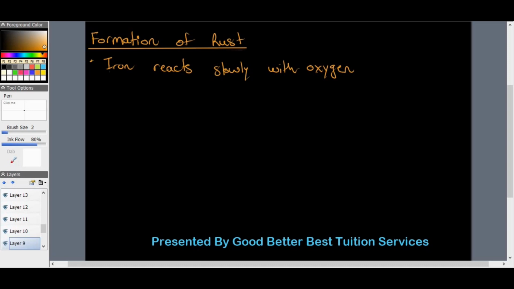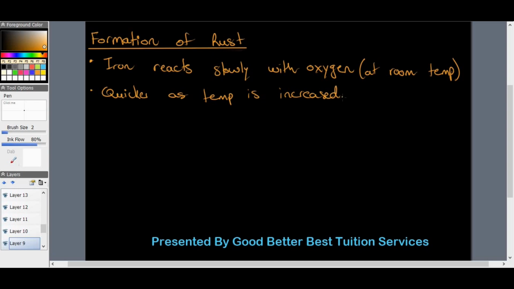But if we want the process to increase, we just increase the temperature. So it reacts slowly with oxygen, and it's very important to note that this is at room temperature, normal temperature. But it's quicker as the temperature is increased.